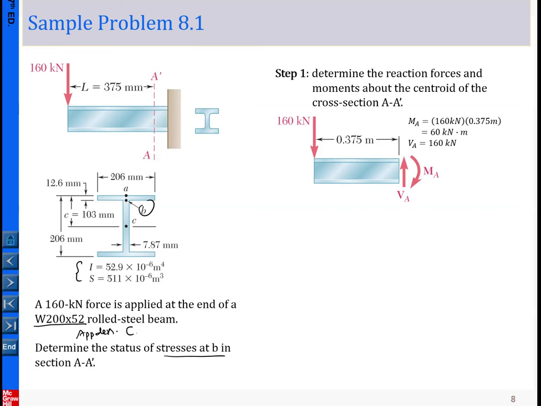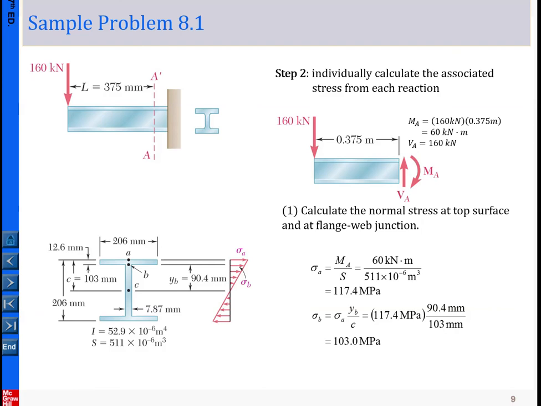So step one is to determine the reactions, including the force components as well as the torque or couple components here. So we take the free body diagram including the section AA prime. That is the section AA here. For this simple case, we can quickly find that in terms of reaching equilibrium, VA is equal to 160 and MA is equal to 160 multiplied by this arm, equal to this one. So this can be easily done for this example.